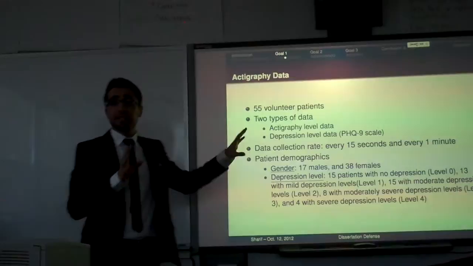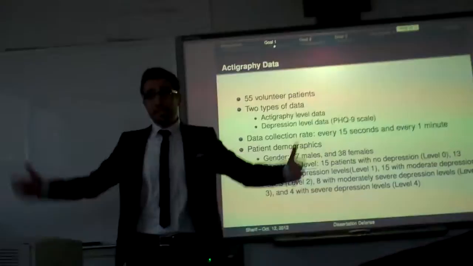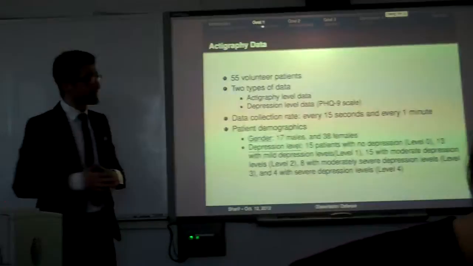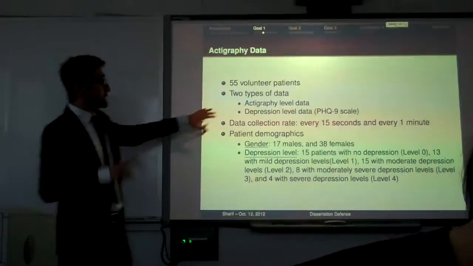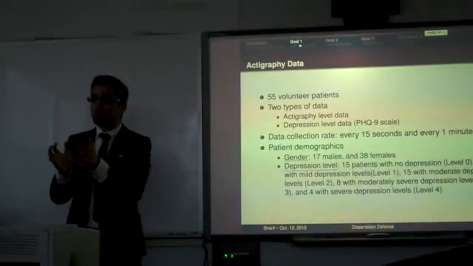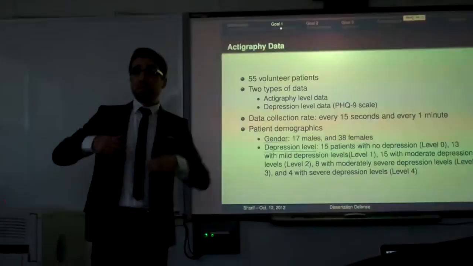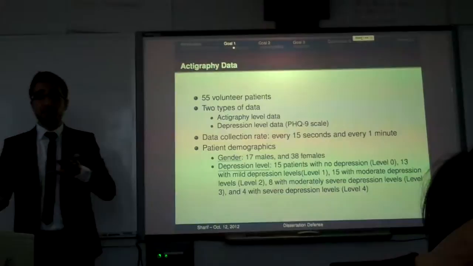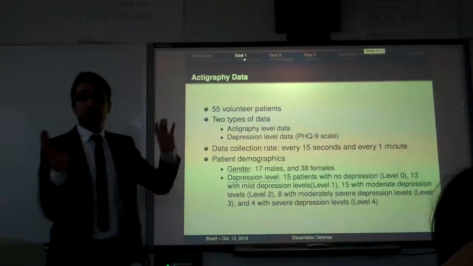To be able to check if our techniques are working or not, we collected data. We collaborated with researchers from the sleep center at the University of Washington in St. Louis, and there were 55 volunteer patients. We collected 2 types of data: actigraphy level data using the actigraph, and at the same time, to see if our plots could do clustering, we looked at different depression levels of these patients. We had a survey and asked them questions, and at the very end we assessed their depression level. For patient demographics, we had 17 males and 38 females. Remember that this is not a random sample, so we're not generalizing, we're strictly limited to this sample.